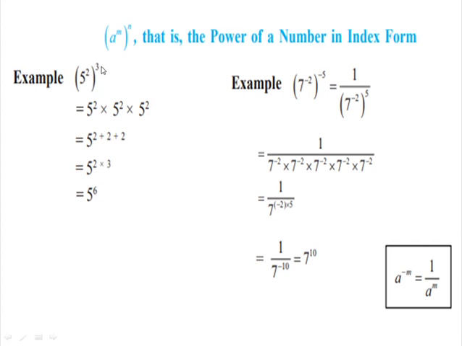So 5 raised to 2 raised to 3 is 5 raised to 2 multiplied by 3. That is, we multiply the index of the index in the index with the same base. Now, let us see another example.